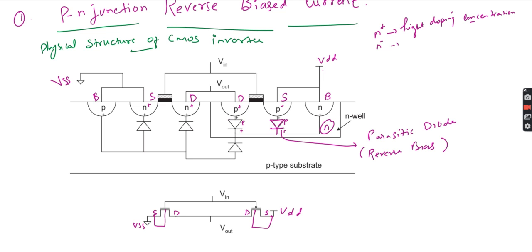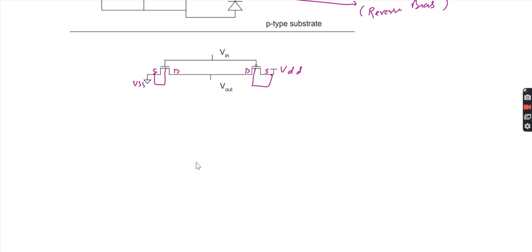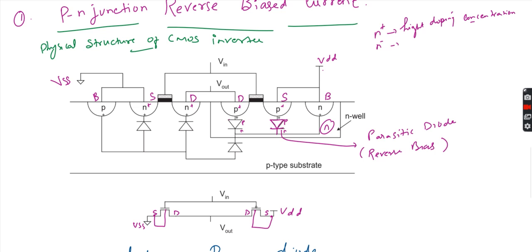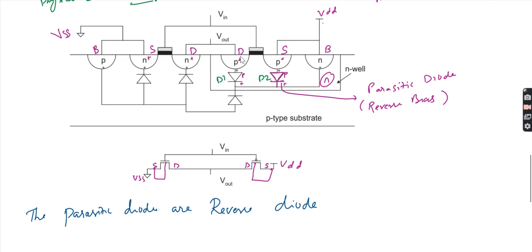So we can say the parasitic diodes are reverse biased. So what I will do, I will give some names here. I'll give D1, this I will give as D2. So diode 1 and diode 2, it's a reverse bias in this, right? Reverse bias. So what will happen? Then the leakage current will contribute to the static power dissipation.